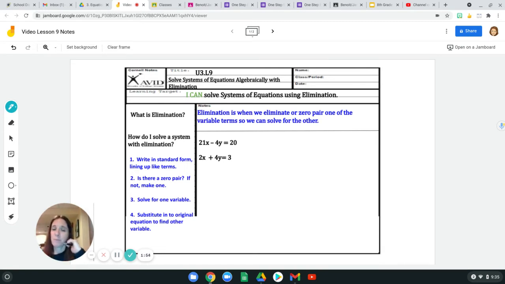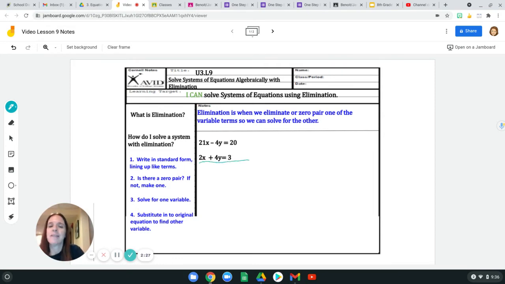All right, so you might notice they're already both in standard form. Good. The variable terms are already lined up vertically, x over x, y over y, and our constants on the right of the equal sign. Okay. Is there a zero pair? Look at your x terms. Look at your y terms. Would any of them together make 0? Yeah, we're lucky. Oh, this first example, it's in standard form. There's a zero pair. Couldn't be any easier, right?